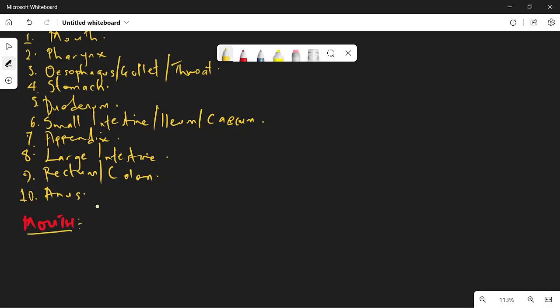So what happens in the mouth? In the mouth, we have what we refer to as mastication. In the mouth, the first thing that happens there is mastication. So what is mastication? Mastication simply means chewing.